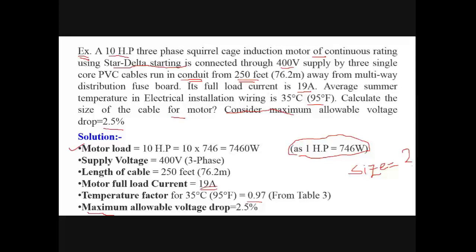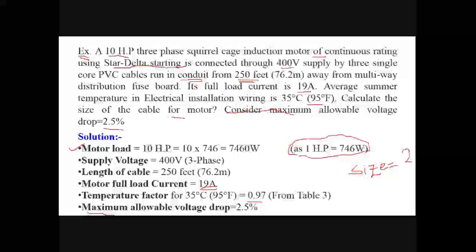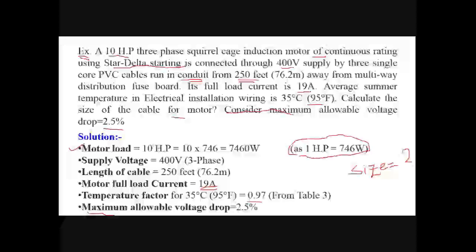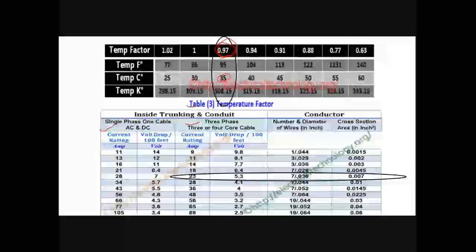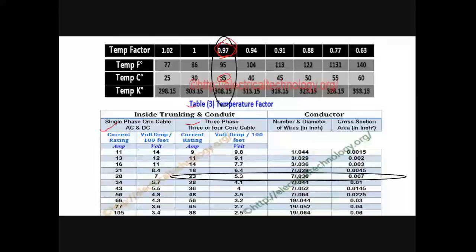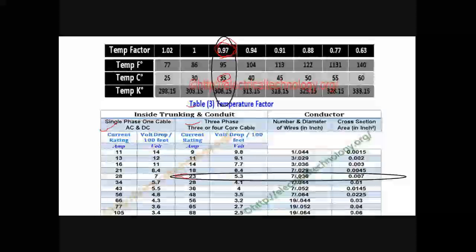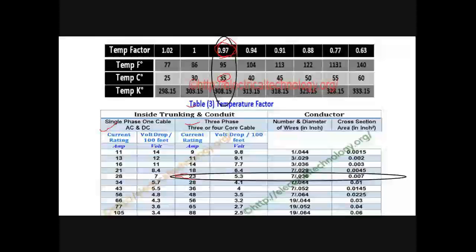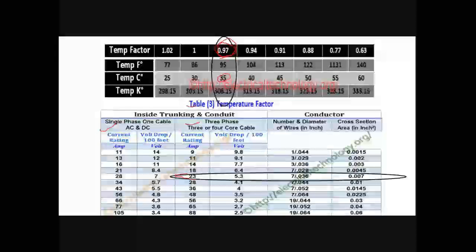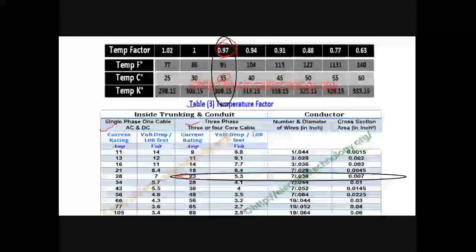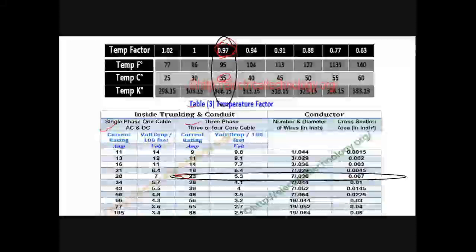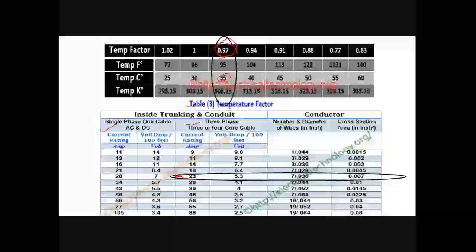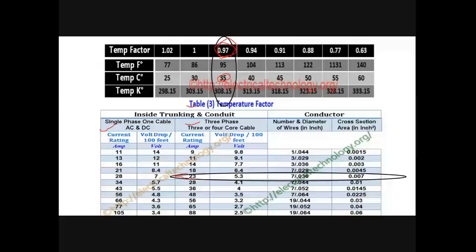So what is our aim? Our aim is to find the most suitable size of conductor or cable for this full load current. By looking at the table, we have to find 19 ampere. 19 ampere is not available in this table. We can consider the upper limit, so we have to consider 23. For 23 ampere current rating, the corresponding voltage drop is 5.3, and the number and diameter of wire in inches is 7 by 0.036, and the cross section area is 0.007 inch square.